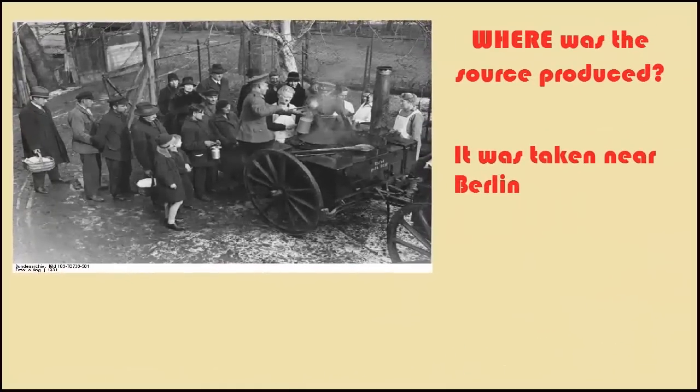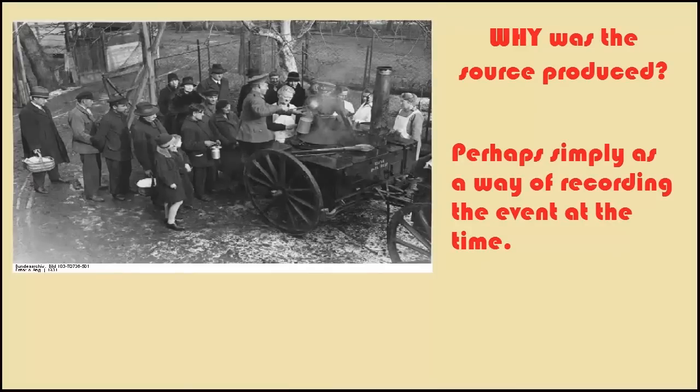Where was the source produced? It was taken near Berlin, Germany's capital, showing that even the capital was affected by the Wall Street crash. If people in the heart of Germany had to resort to handouts of food, how were people in the poorer outlying areas coping? Why was the source produced? Perhaps simply as a way of recording the event to show how people have become reliant on food handouts.